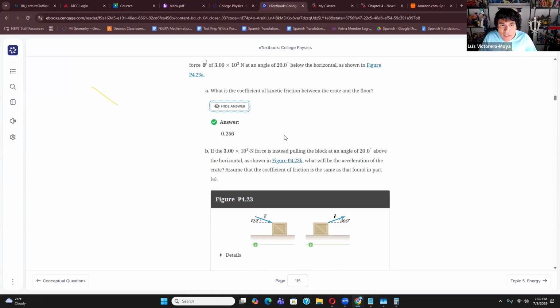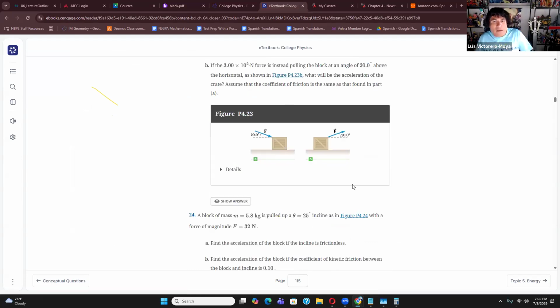Okay, so part A, we just check it, it's fine. Now we have to do part B. Part B is different though. It's the same idea, but now you are pulling. So instead of pushing, now you are pulling with the same force at the same angle, but now it's above, right? It's 20 degrees above the horizontal, like this.